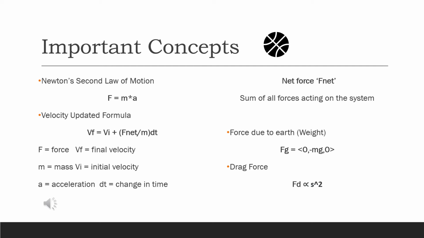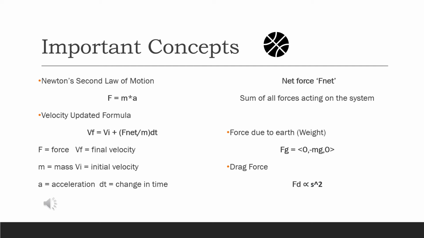Net force is considered as the sum of all the forces acting on my system. And remember, in this experiment, our system is the basketball. Now, the two things that we're going to add to get our net force are the force due to the earth, which can also be called weight, and the drag force. The force due to the earth only has a value in the y component, and it is negative because we're going in the downward direction.